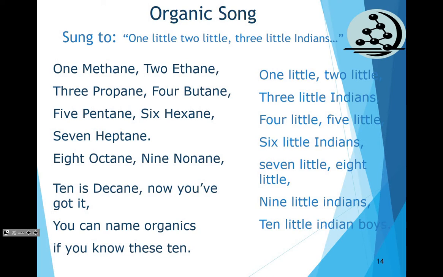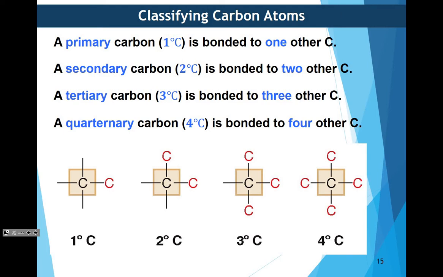Okay, so here we go. We are going to be working with primary, secondary, tertiary, and quaternary carbons, and you need to be able to identify which one it is. Pretty easy. If a carbon's attached to 1 other carbon, it's primary. If it's attached to 2 other carbons, it's secondary. If it's attached to 3 other carbons, it's tertiary. If it's attached to 4 other carbons, it's quaternary. And we symbolize it by putting a degree sign after 1, 2, 3, and 4.